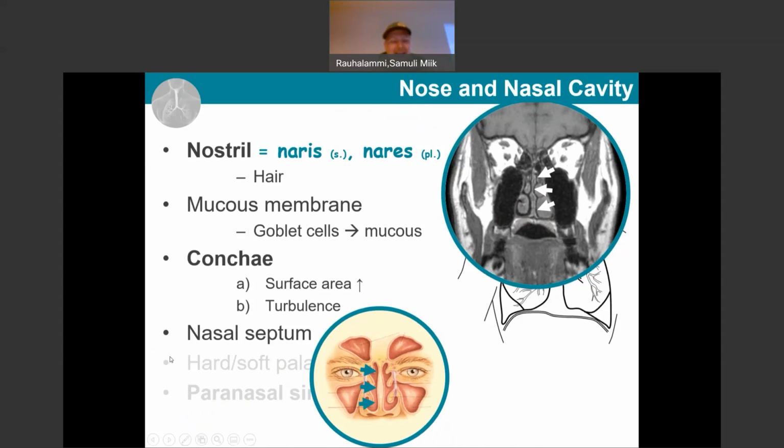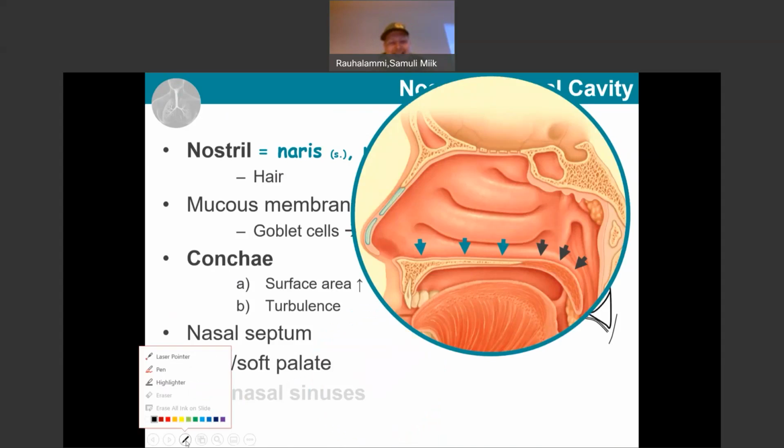What I do want to highlight here, in this really nice cross-sectional diagram, is the floor of the nasal cavity. So here we see the conchi nicely that I mentioned earlier on. We can see some empty spaces within the skull. We'll come to these a little later.